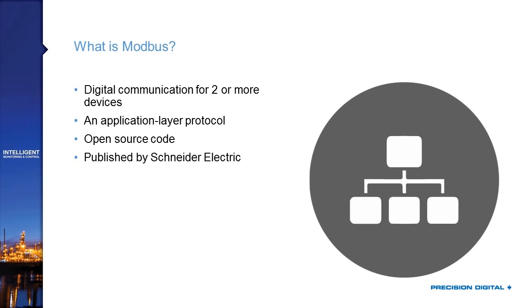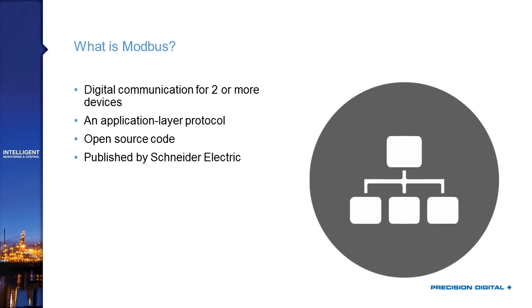So the first question we have to answer is, what is Modbus? Well, Modbus is a digital communication protocol for two or more devices to talk to one another. It's an application layer protocol, and what that means is that it's a system that runs on software on a device. So Modbus does not necessarily define for you what voltage equals a 1 or what voltage equals a 0. It's merely defining for you the software that's executing on some Modbus device in order to function. And we'll talk about why that's important in a minute.